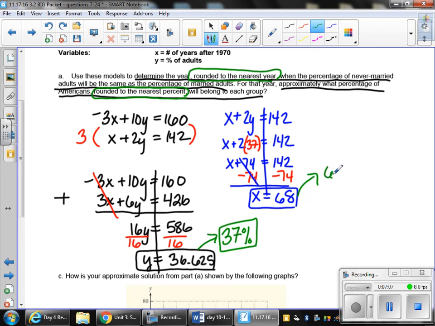So 68 years after 1970 would be 1970 plus 68 equals 1970 plus 68 is the year 2038.